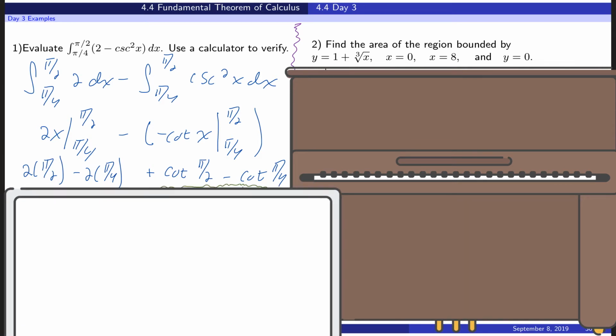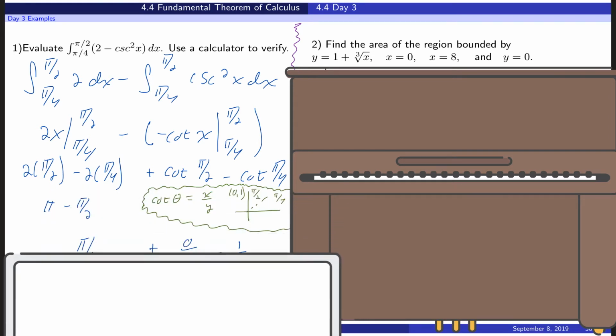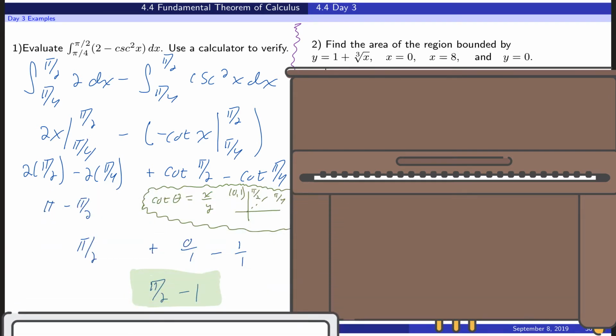So now you need to remember a little bit of your unit circle. Cotangent is x over y. Pi over 2 is 90 degrees. Pi over 4 is 45 degrees. So evaluate those, and you wind up with the final answer of pi over 2 minus 1.